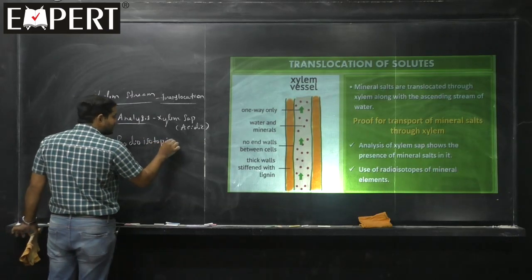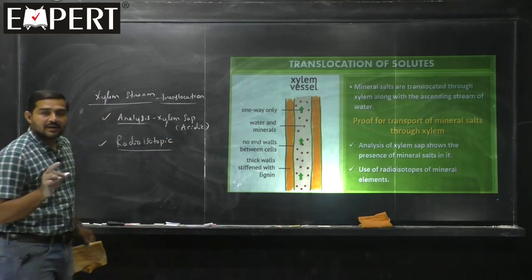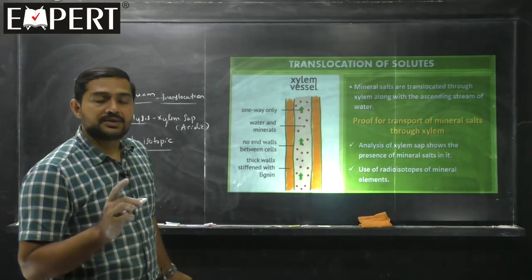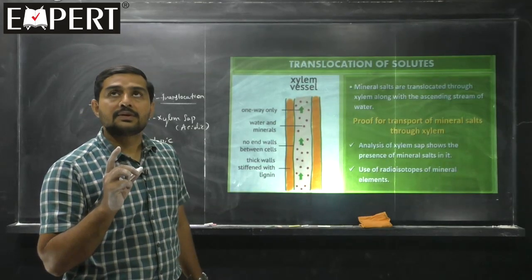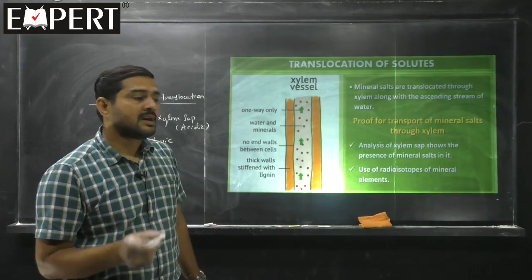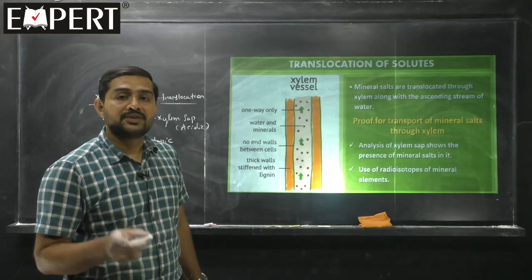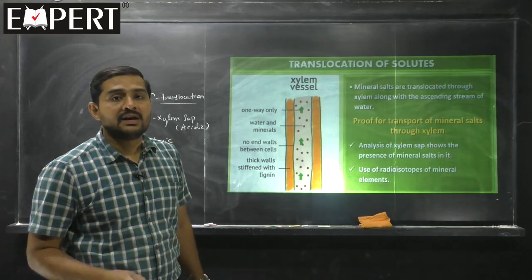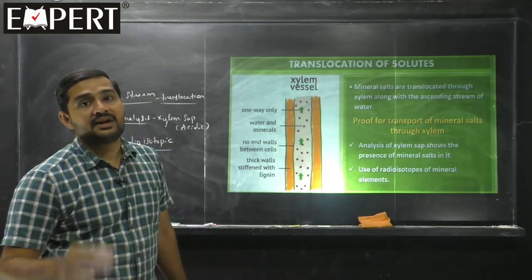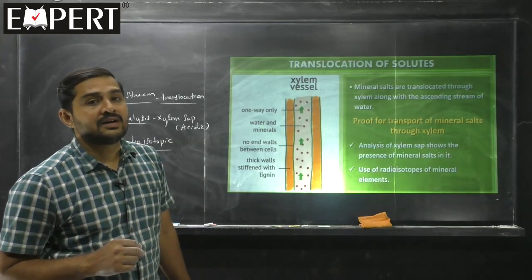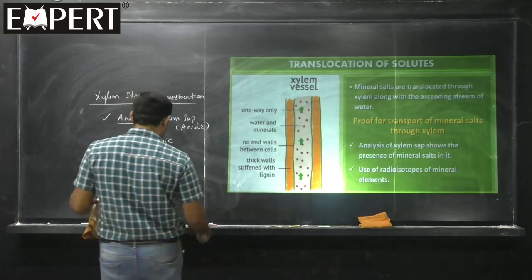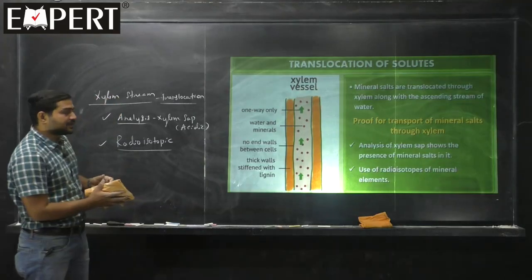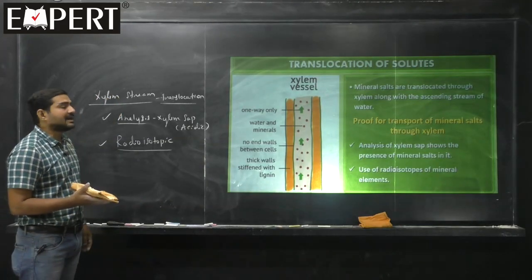Radioisotopic technique is also another way. If you remember, the carbon was radio labeled with carbon 14, which was responsible for the discovery of the Calvin cycle pathway also. Similarly, radioisotopic techniques are used to trace the movement of mineral elements.